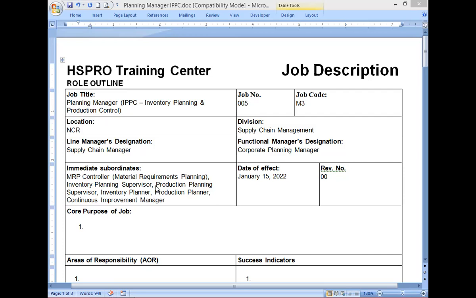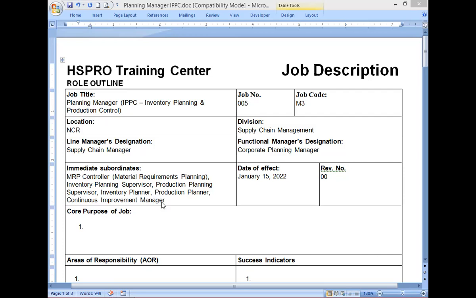Then under them are like inventory planner, maybe multiple heads for the inventory planner and multiple heads for the production planner. Then there is a continuous improvement manager. Okay, the position would be doing all the continuous improvement. This is in terms of the development of SOP, improvement of the SOP, standard operating procedures, and innovation, okay, audit function, and other responsibility.